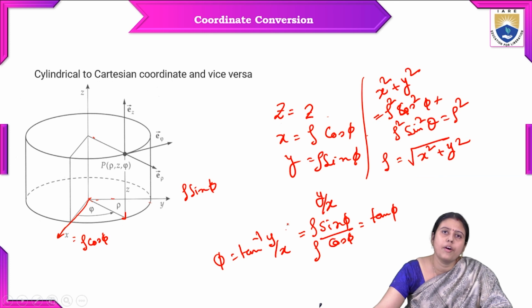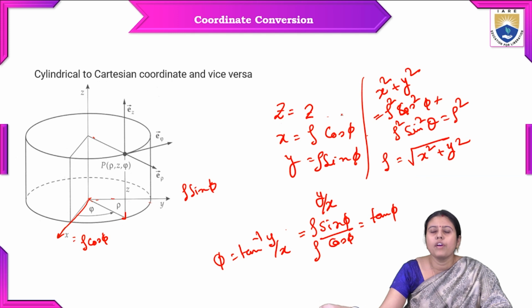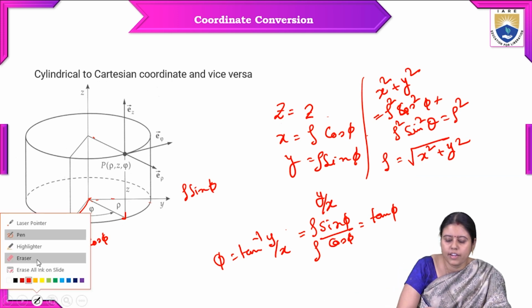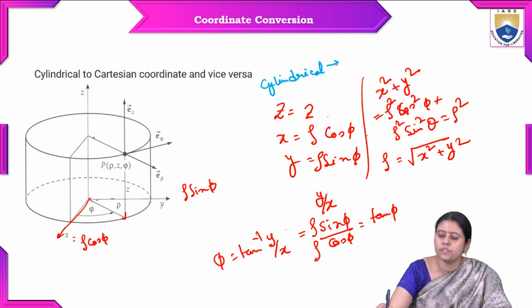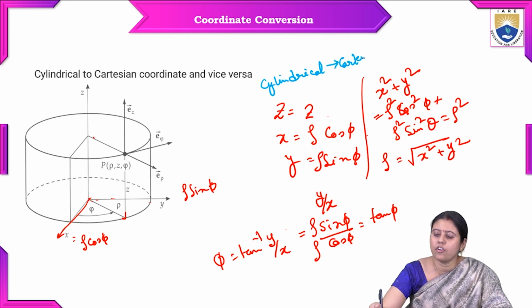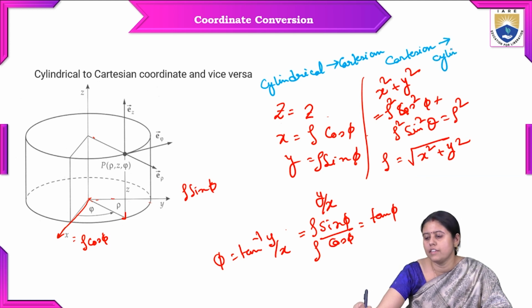So we can see from here, if we know x, y and z, we can also convert to cylindrical coordinates: z is equal to z, x is equal to rho cos phi, and so on. This is the cylindrical to Cartesian conversion, and another name for Cartesian is rectangular. And this is the Cartesian to cylindrical conversion.